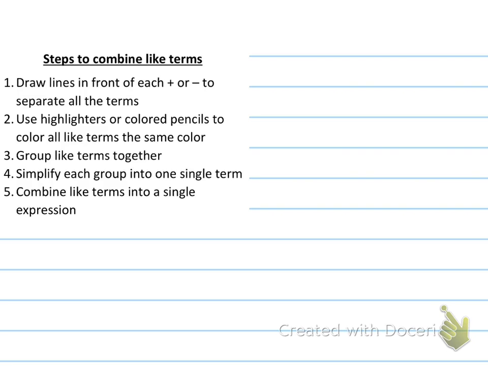So I will start out with some more basic examples. Here we have an example that says 12G plus 9G. When we are looking for like terms, we are looking for terms that have the same variable, with the same exponent, or just regular numbers with no variable. So let's go through our steps. The first thing that I like to do is to draw lines in front of each of the terms. So that looks like this.